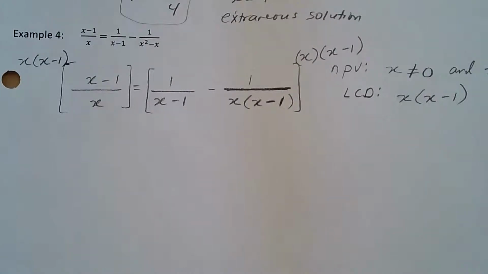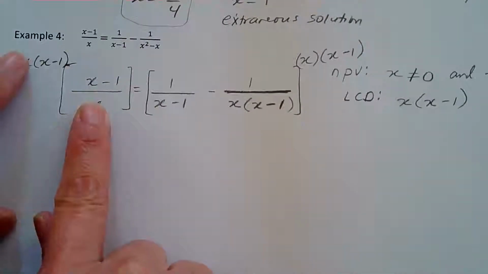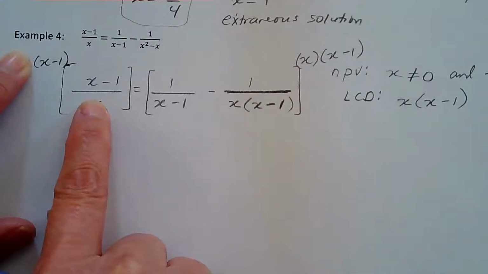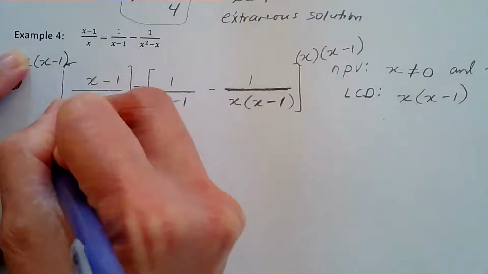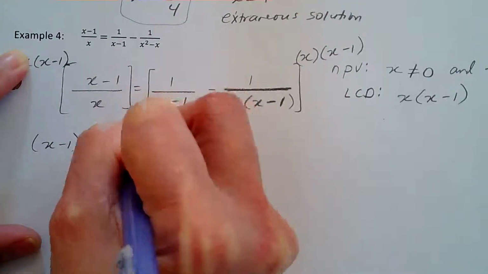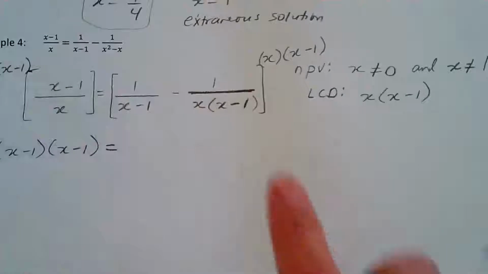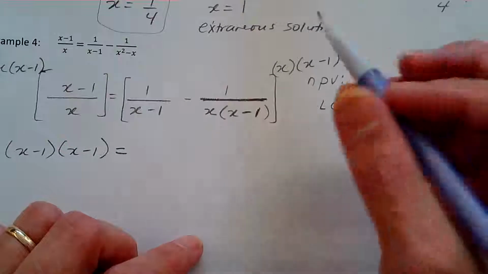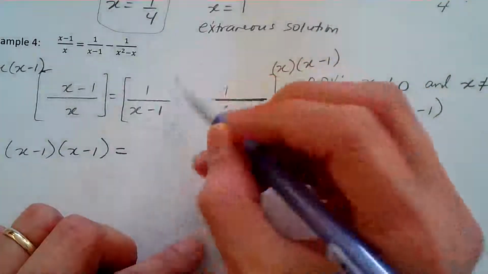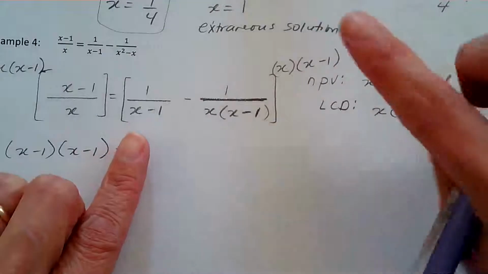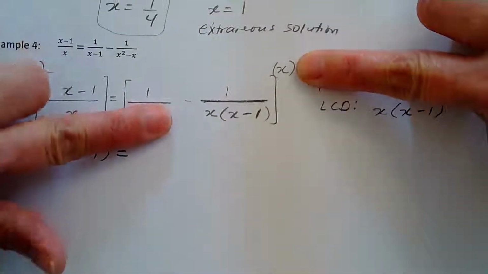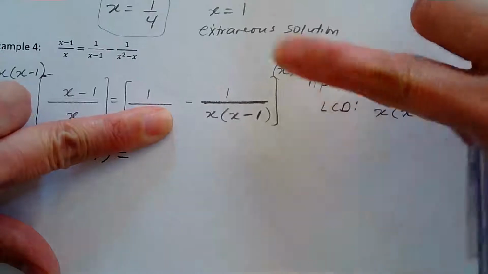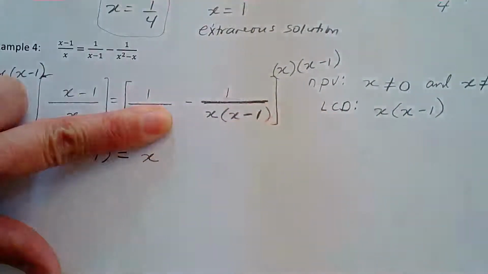If we multiply by the LCD, some factors will cancel. So the very first one, the x will cancel. If the x cancels, what's left over? You get x minus 1 times x minus 1, right? Equals. Okay, now we're going to do the distributive property of multiplication. If I multiply the LCD by the first term, the x minus 1 will cancel, so it looks like we only have x. You okay with that? Just the x?